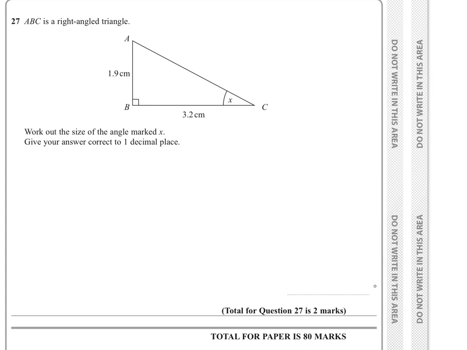Question 27. It says ABC is a right-angled triangle, and we've got to work out the size of the angle marked X. Well, we've got to give that to one decimal place. So if you know the basics of trigonometry, then you've heard of this before, SOHCAHTOA. To really understand trigonometry, you'd have to understand the unit circle and where it came from, where sines and cosines came from. I'm not going to do that in this video, but I have got videos on the unit circle, as have lots of other people on YouTube, so I would definitely look at those first before going into the real understandings of the question.